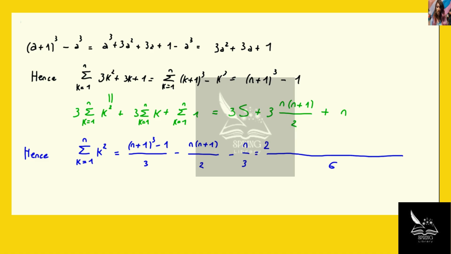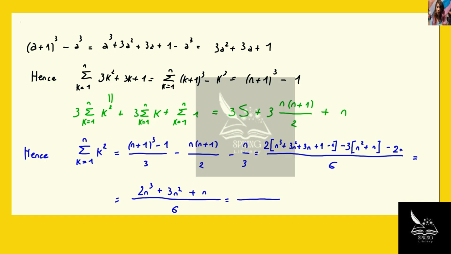So let's collect everything. We have 6 as the common denominator, and then let's expand all the powers. The first fraction becomes n^3 + 3n^2 + 3n + 1, and then we have also minus 1. Then we have minus 3 times (n+1), that is n^2 + n. And then the last fraction just becomes minus 2n. Now let's compute all the products and factor out all the various powers of n. After doing that, we are left with 2n^3 + 3n^2 + n, all divided by 6.